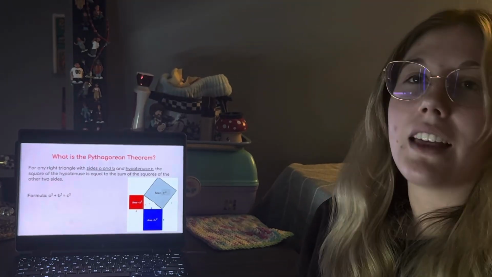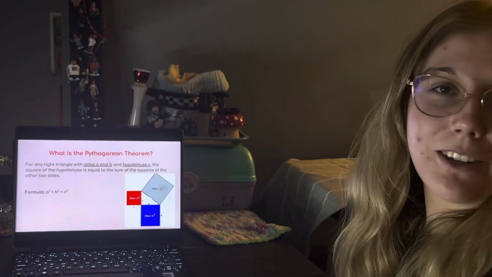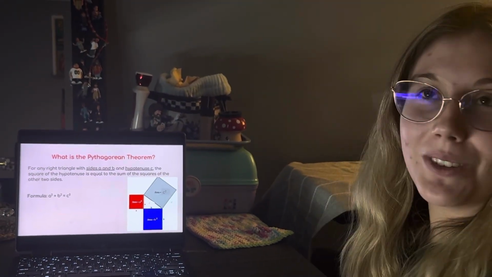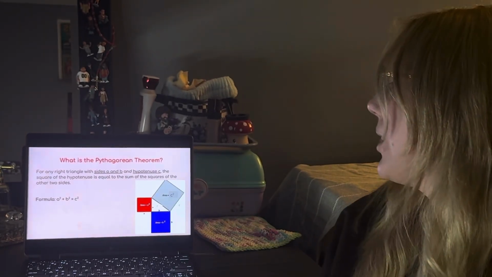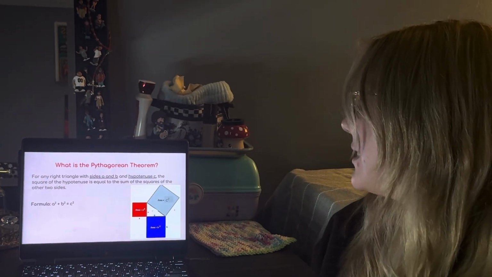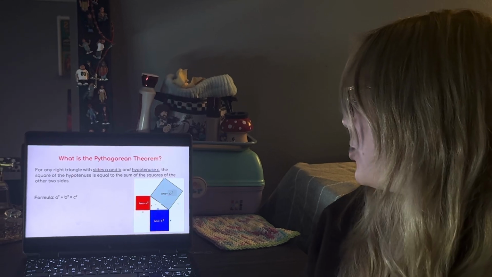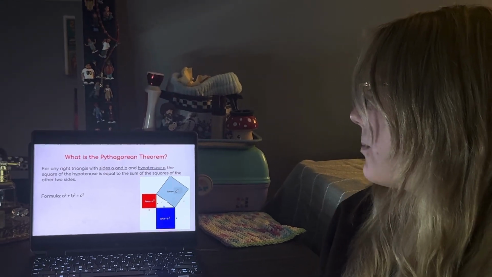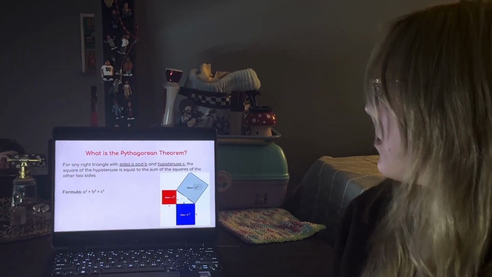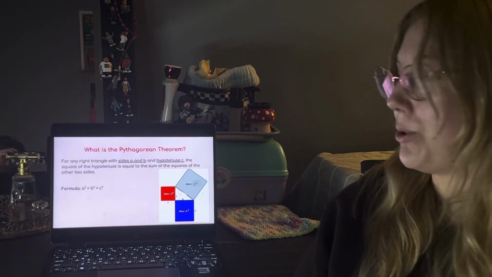What is the Pythagorean theorem? Can I please have a volunteer from the class read this aloud? So then I would have a student read this. For any right triangle with sides A and B and hypotenuse C, the square of the hypotenuse is equal to the sum of the squares of the other two sides.